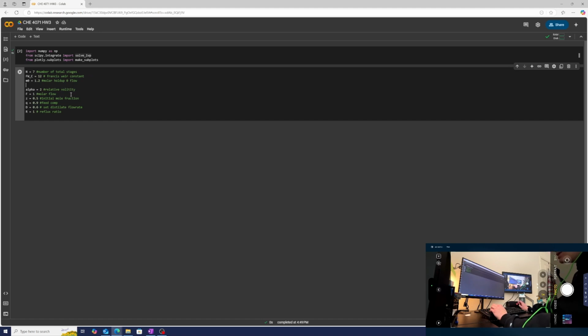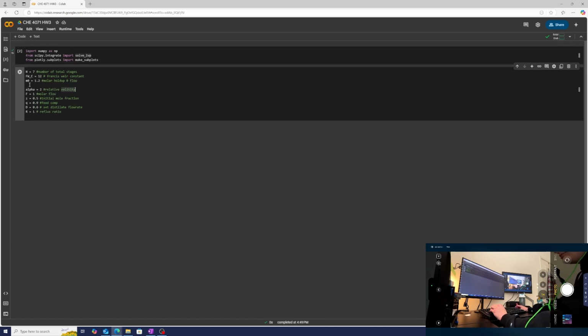We have our Francis-Weir constant, which we'll use for our Francis-Weir equation calculations, and then our initial molar holdup in each tray, which we've set to be 1.2. One thing to note for this is that our reboiler and condenser are going to be 10 times this amount, so we'll account for that later.